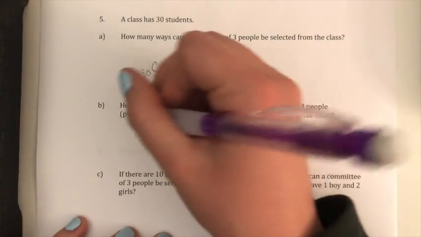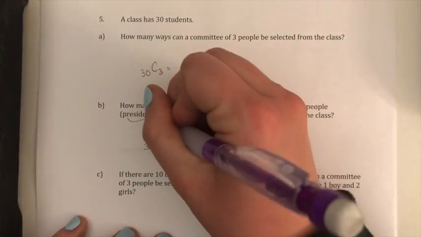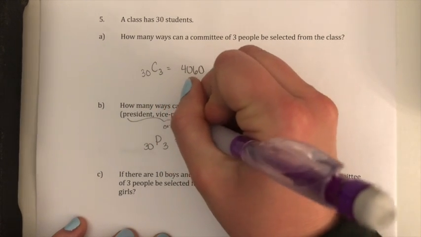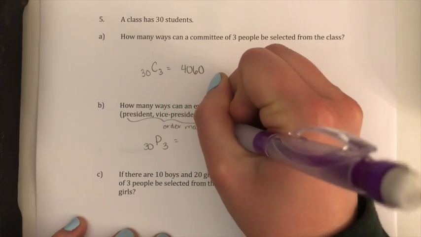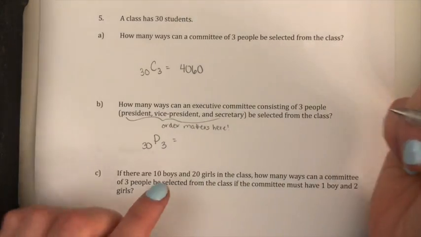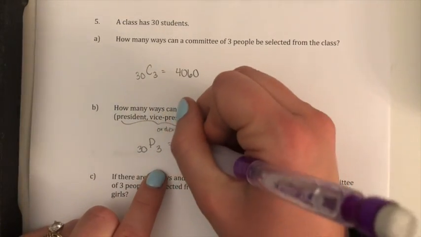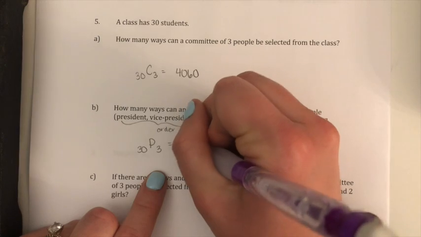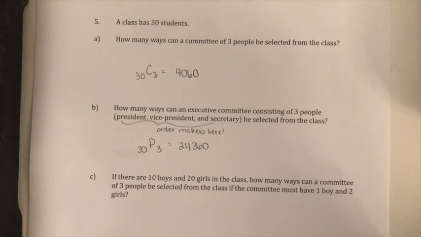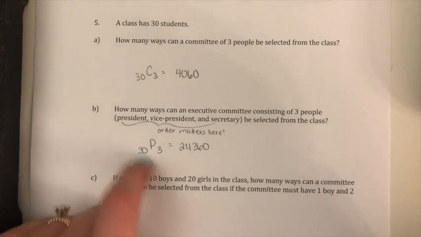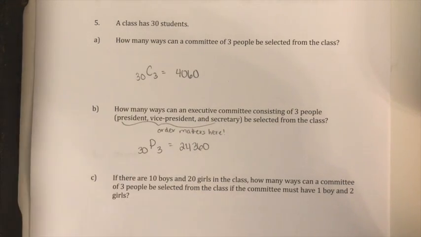And so let's make a little note here. Order matters here, right? So if I enter this into my calculator, I get 24,360. So there's way more options when our order matters, okay? Even though we're picking the same number of students.